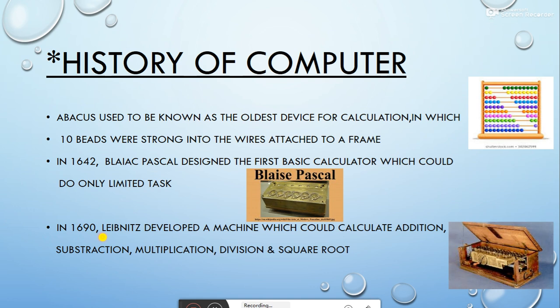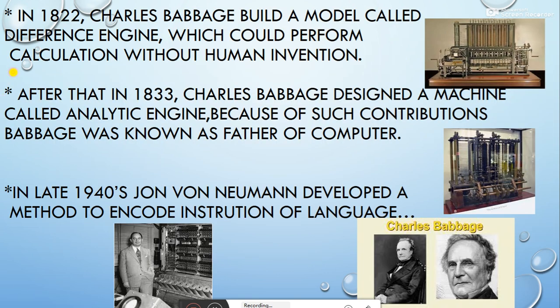In 1690, Leibniz developed a machine which could calculate addition, subtraction, multiplication, division and square root. This is the image of Leibniz calculator, which could do only addition, subtraction, multiplication, division and square root, not all the calculations performed in this calculator. Let us go to the next.